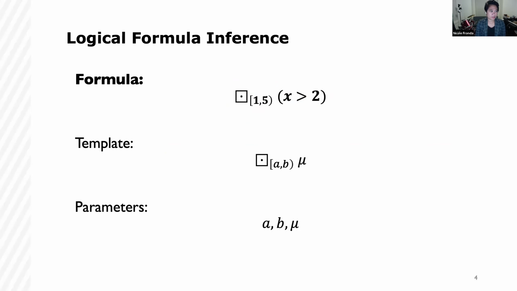Existing logical inference methods typically conduct search over the structure of the formula first, and then search over the formula parameters. So a formula structure or template refers to the form and order of the atoms and operators in the formula, and the parameters refer to the values that need to be filled into the template in order for the formula to have a full meaning.